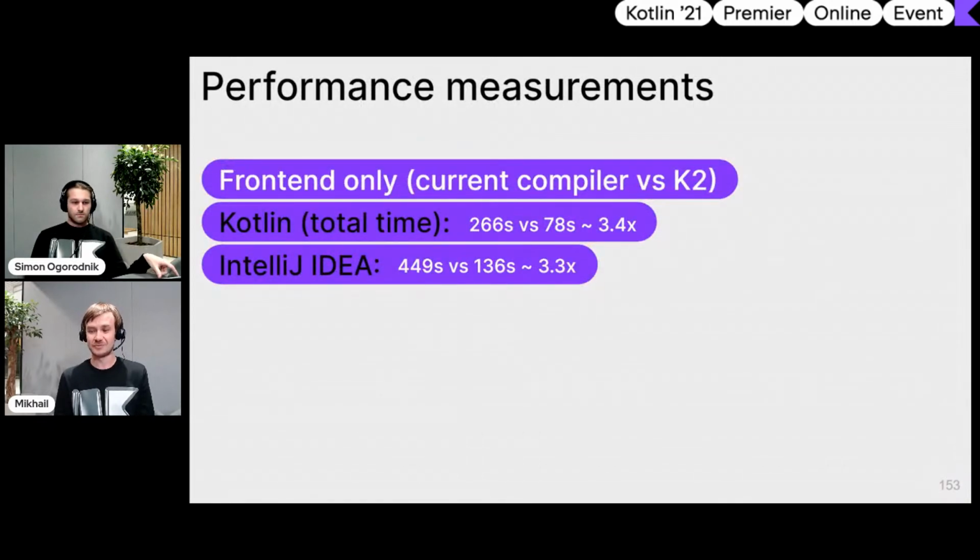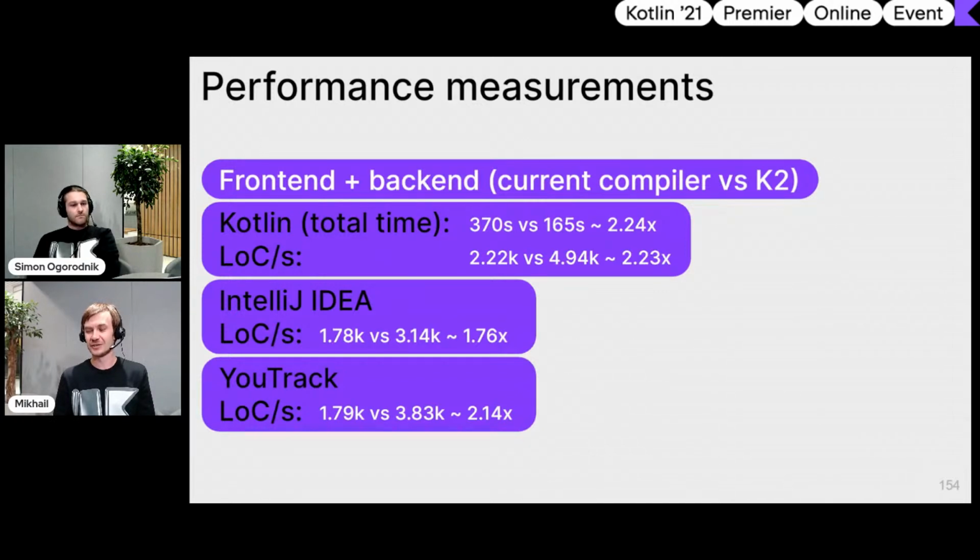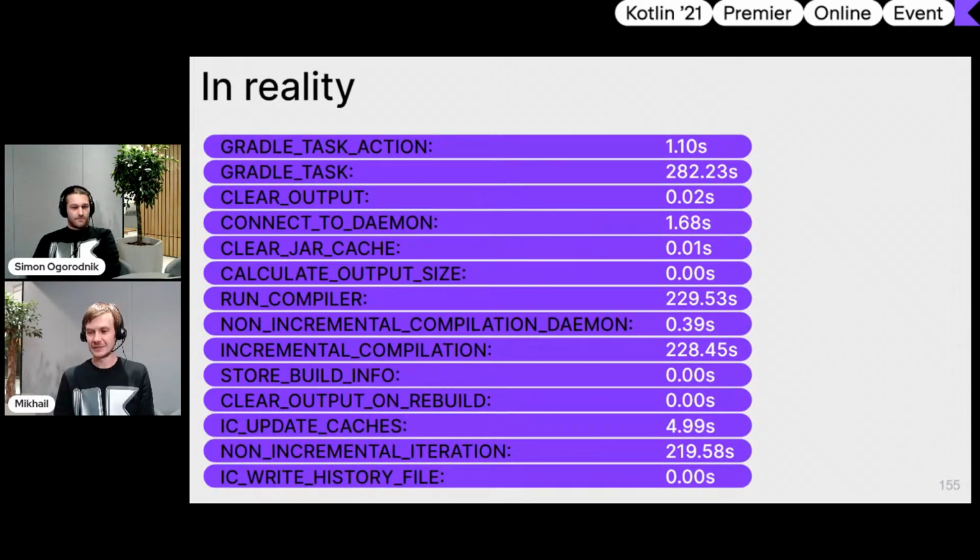And finally, some measurements. First, K2 front-end only measurements. Here you can see that for different projects, the new front-end is about 3 times faster than the old one. However, the front-end only measurements aren't very important because, in fact, almost nobody runs front-end only. So let's consider front-end and back-end together. The backend wasn't optimized during the K2 project, so we have worse coefficients. Here you can see that for different projects we have coefficients around 2. So the K2 compiler is about 2 times faster than the old compiler. And the last word from Simon about Gradle.